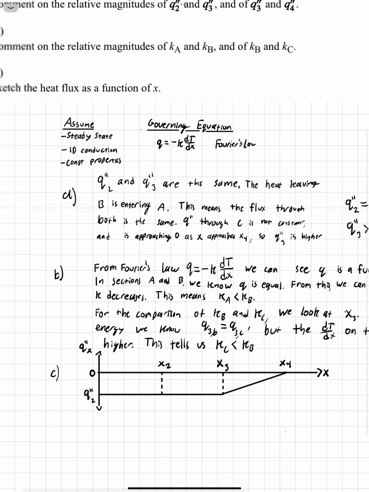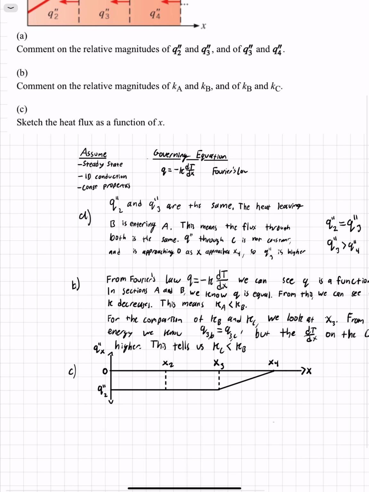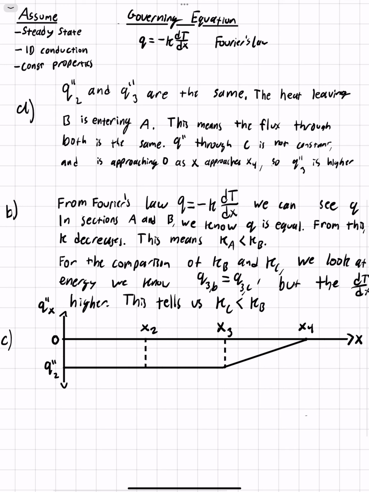Finally, part C. Sketch the heat flux as a function of x. First, looking at sections A and B with their linear temperature distributions, the heat flux will be proportional to the derivative of those temperature distributions. From this, it will be a constant for both of those sections. We also know from earlier that conservation of energy requires that the heat flux through sections A and B is equivalent. This leaves us with a flat line parallel to the x-axis through the entirety of sections A and B.